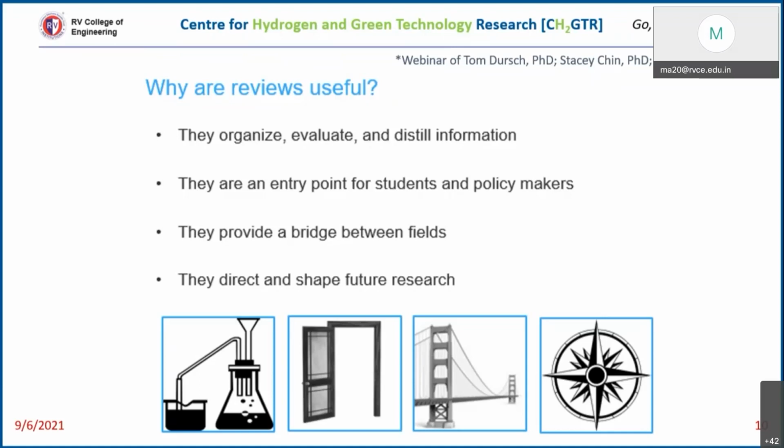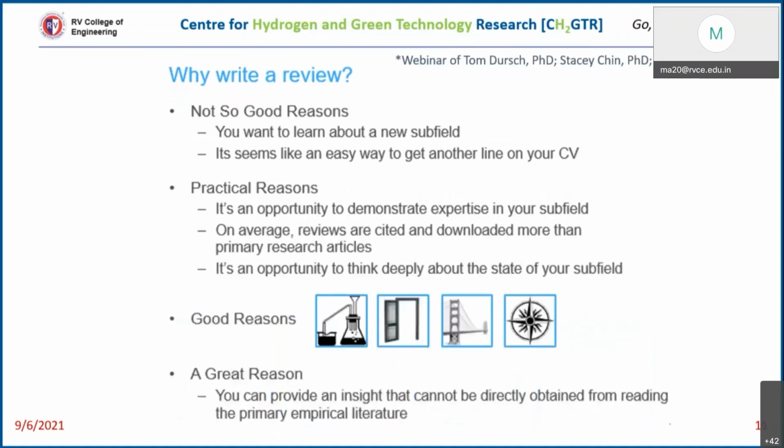A review article should give a direction and shape to future research. When you draft or publish a review article, it should clearly convey direction to the person who is reading that article, and it should speak about the future research that you need to carry out. Okay, this is what the editors say. Again, this is taken from the webinar of Tom, Stacy, and Matt.